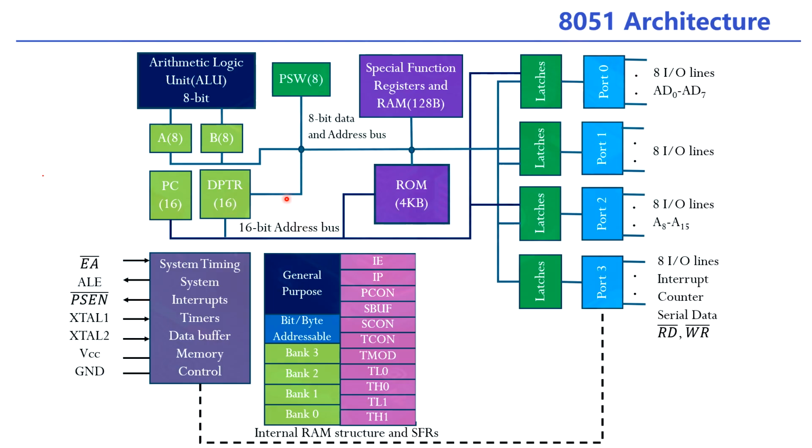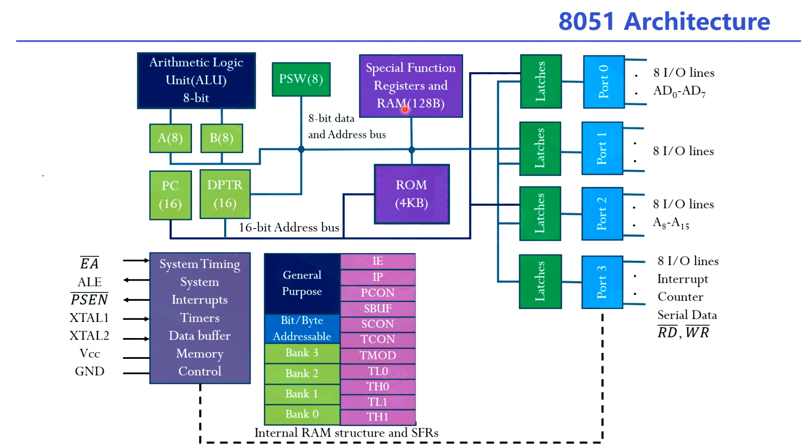And coming to this PSW, we will discuss it in the next slide. First we'll see the RAM. The 8051 microcontroller has 128 bytes of RAM. This RAM is normally used to store data of your application or user inputs of your application.